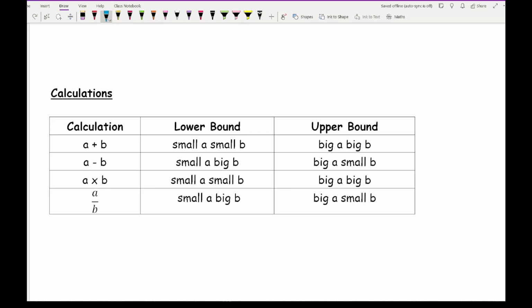When you're multiplying, that's the same as adding. So to get the lower bound you want the smallest a and the smallest b. For the upper bound you want the biggest a and the biggest b. And when you've got a fraction, to get the lower bound you want the smallest numerator and the biggest denominator. But if you want the highest value that fraction can be, then you want the biggest numerator and the smallest denominator.